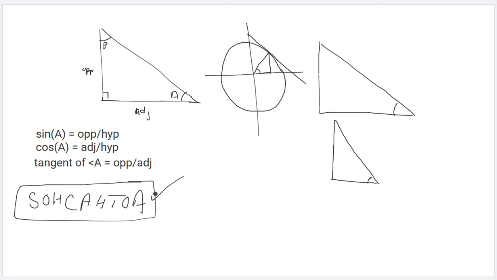So now we know our trigonometric functions. We have sine equals opposite over hypotenuse, cosine equals adjacent over hypotenuse, and tangent equals opposite over adjacent. In other words, we can write this as an acronym and we call it SOHCAHTOA. So this is helpful for us remembering which functions map with which ratios.